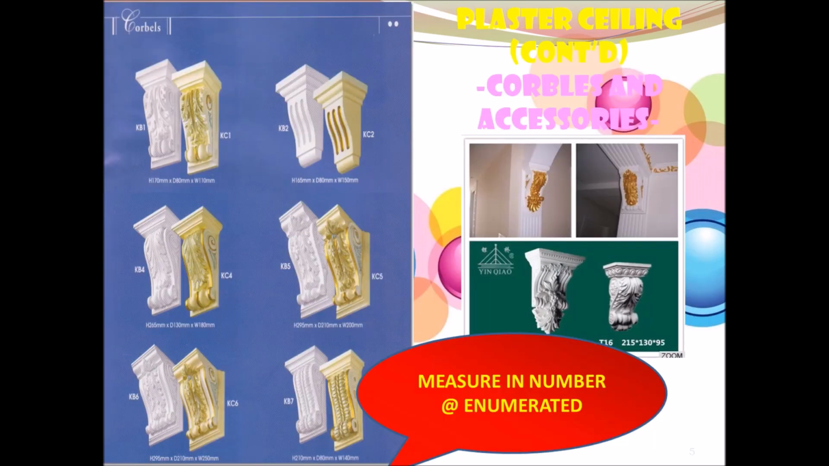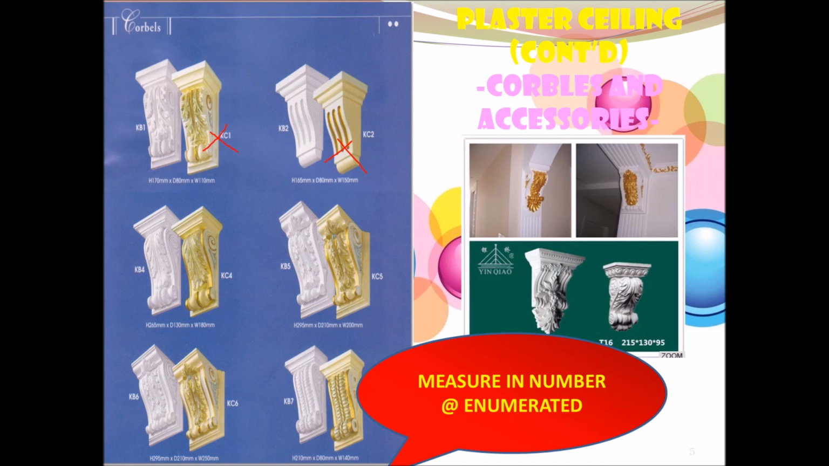Next one, you can see the cobble and accessories may also be applicable in the installation of the plaster ceiling. For the cobble and accessories, you normally see them at the edge, or maybe for a free opening, or at the opening between one area and another area. This is the example of the cobble. Sometimes the cobble looks like a molding.